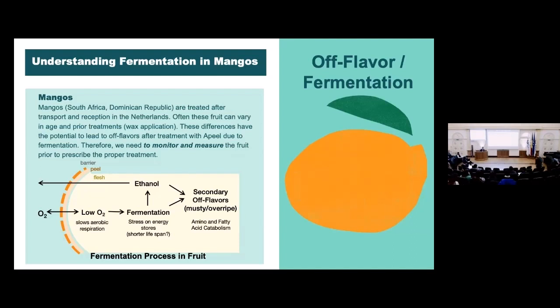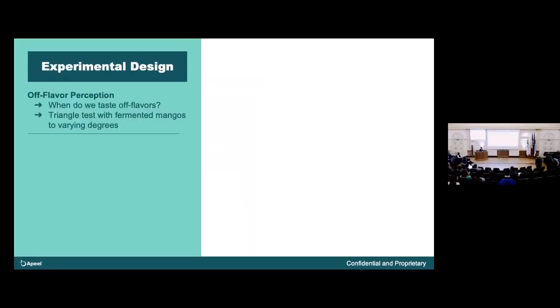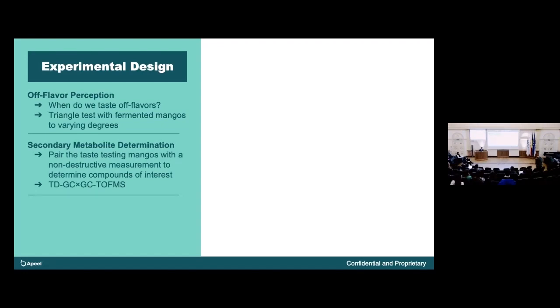Because if we apply this barrier, a gas diffusion barrier, and we start to lower the internal oxygen within that mango, it'll start to ferment, go anaerobic, and taste terrible. So we want to make sure that we don't do that. We want to be able to measure quality or attributes that are incoming. So how we did this is we first wanted to figure out when we taste off flavors. Then we wanted to do our more comprehensive GC-GC technique to look at secondary metabolites, and then figure out if we can do some kind of sensor.